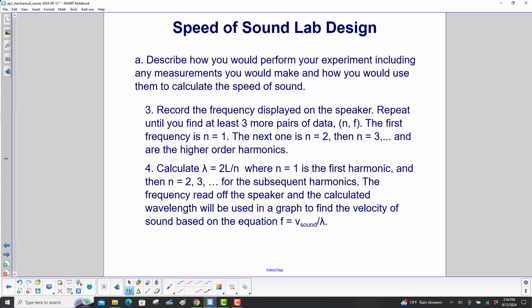Step 3. Record the frequency displayed on the speaker. Repeat until you find at least 3 more pairs of data, n, f. The first frequency is n equals 1, the next one is n equals 2, then n equals 3, and then the higher order harmonics. Calculate lambda is 2L over n, where n equals 1 is the first harmonic, and then n equals 2, 3 for the subsequent harmonics. The frequency read off the speaker and the calculated wavelength will be used in a graph to find the velocity of sound based on the equation frequency is v sound over lambda.